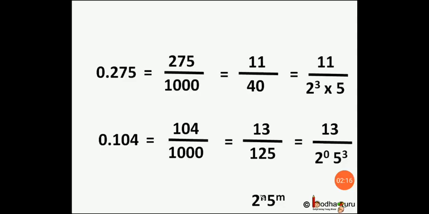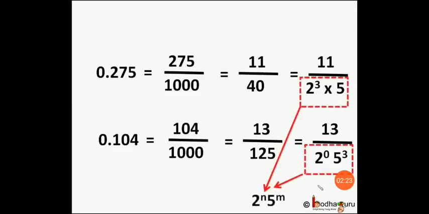So here we see that both the numbers' denominators can be written in the form of 2 to the power n into 5 to the power m. So we can conclude that when the denominator can be expressed in this form, then we get a terminating decimal expansion. Got it?